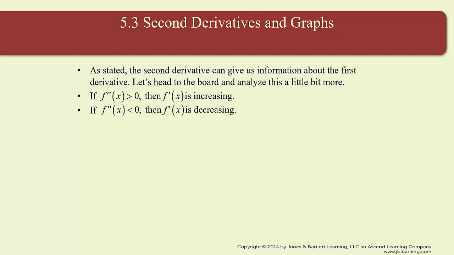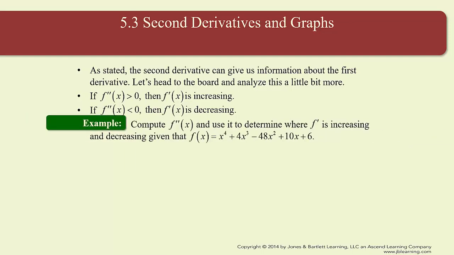It's the same concept. So just to practice this a little bit, we're going to determine the second derivative, and we're going to use it to determine where the derivative is increasing and decreasing for the function f of x equals x to the fourth plus 4x cubed minus 48x squared plus 10x plus 6. So we have our function. We're going to compute the second derivative of this function to tell us where the derivative of the function would be increasing or decreasing. So get this written down, get it into your notes because I'm heading off to the chalkboard to work through it.